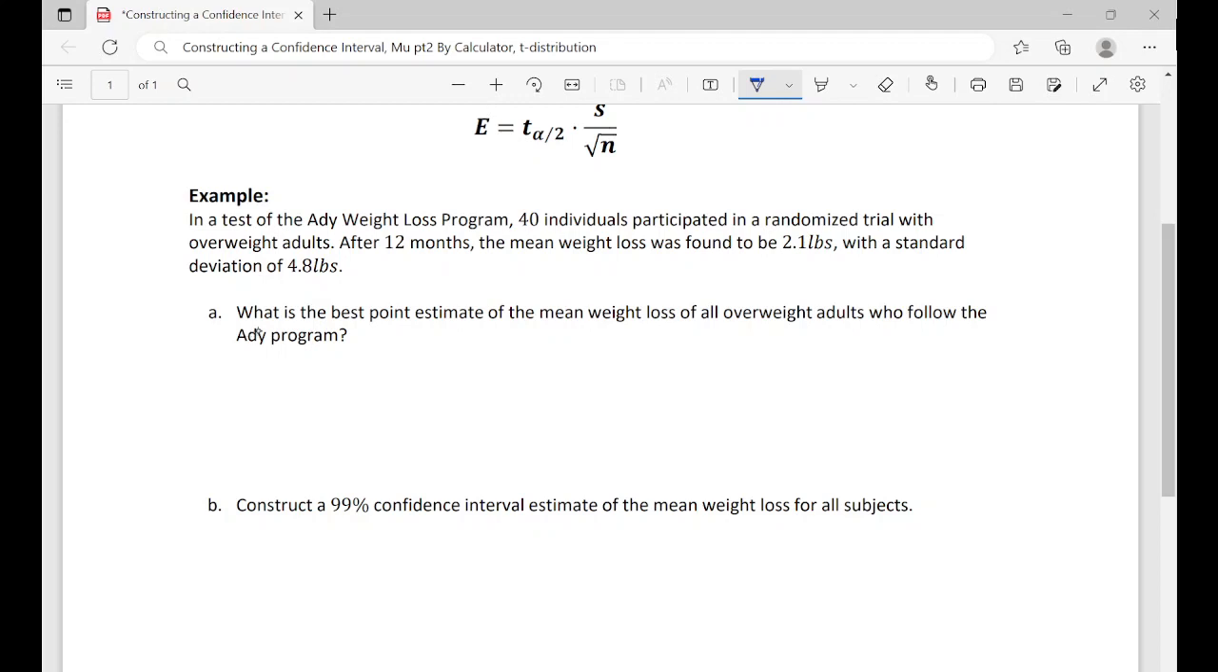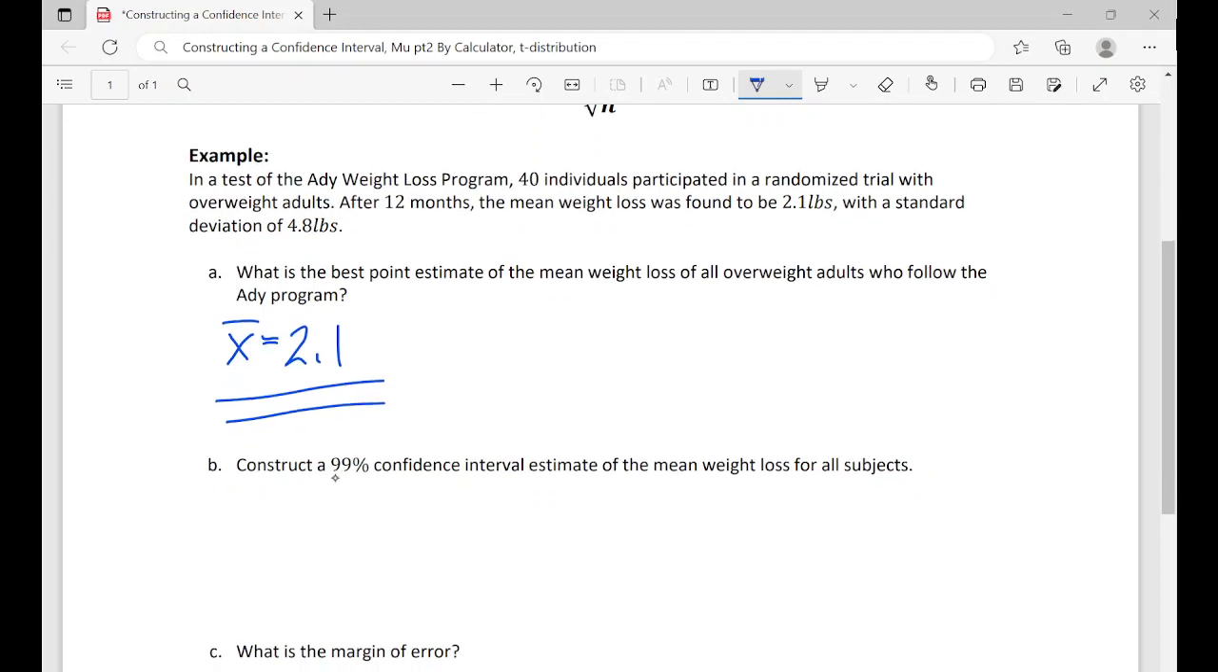So for part A, what is the best point estimate of the mean weight loss of all overweight adults who follow the 80 program? Well, the best way to find the best point estimate is just to find the sample mean, the x bar. In this case, 2.1. So the best point estimate is 2.1. That's all there is for that. Simple and easy.